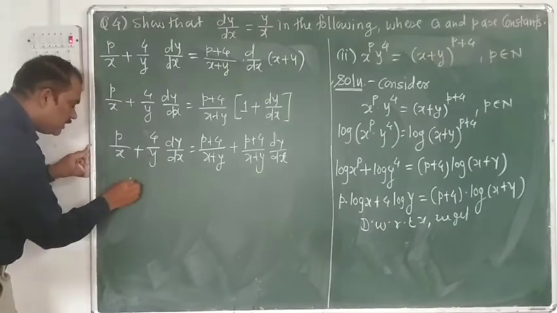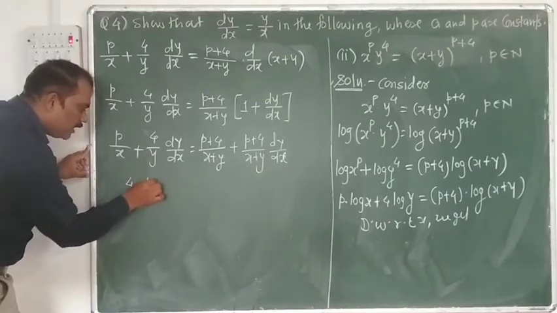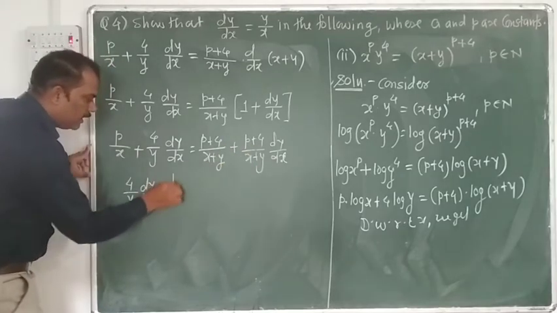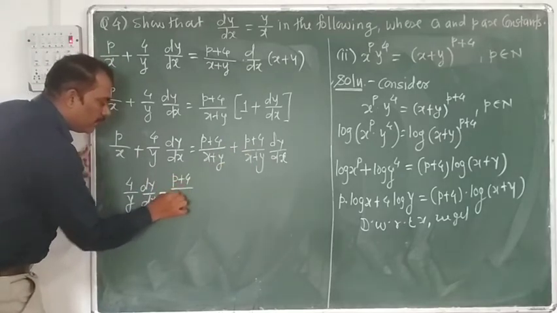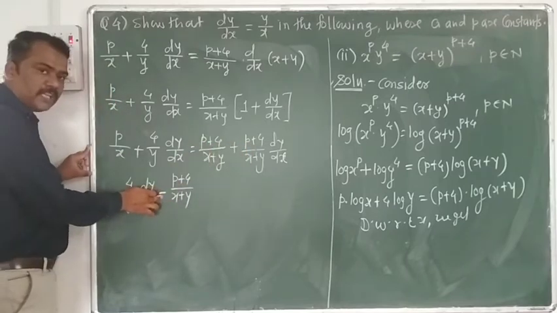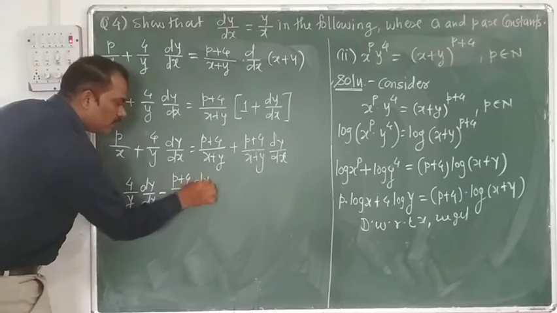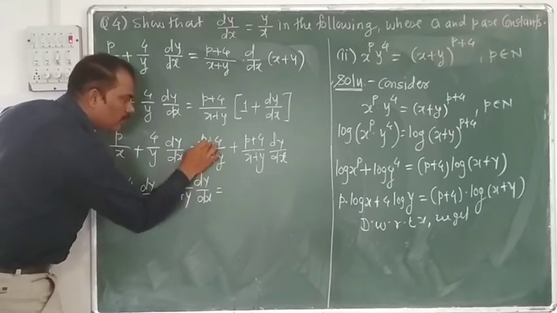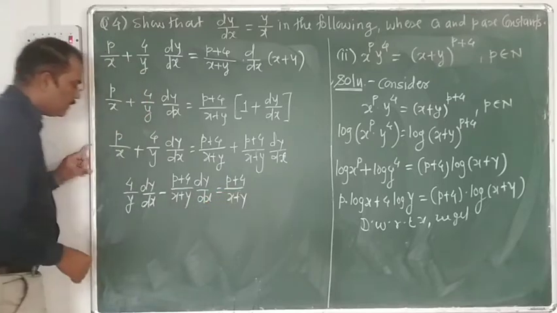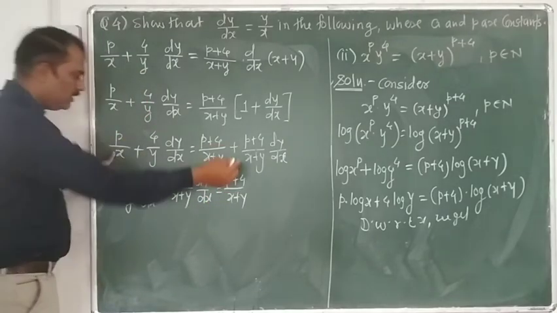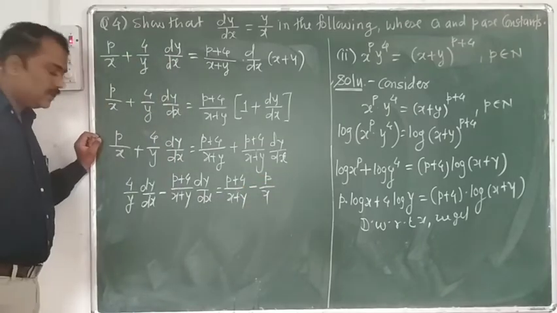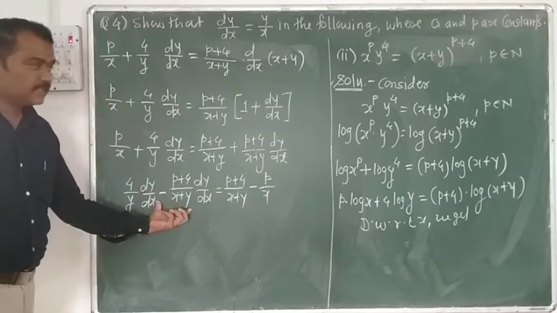So this one as it is, 4 divided by y into dy by dx, minus this one we have to transfer on this side, that is (p plus 4) divided by (x plus y). On this side this term is positive; when you transfer it to the LHS it must be negative, into dy by dx is equal to this term as it is, (p plus 4) divided by (x plus y). Now we have to transfer p divided by x on this side, it becomes minus, that is minus p divided by x.